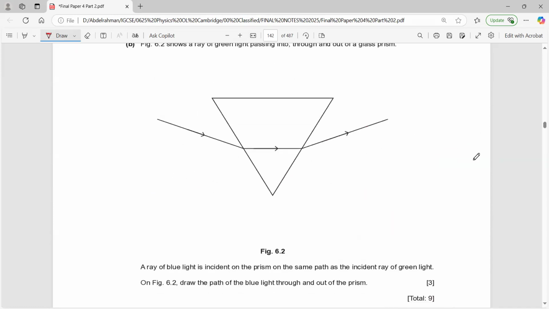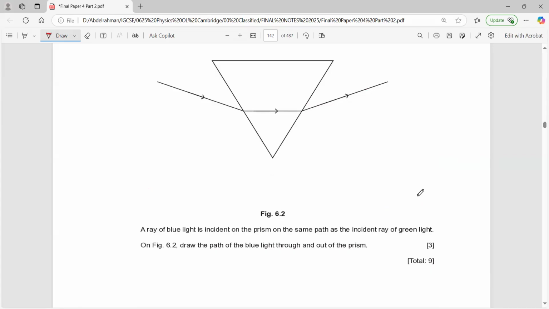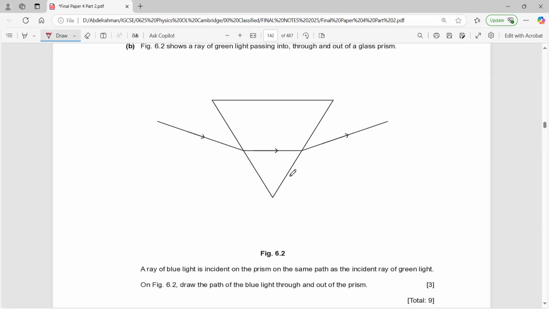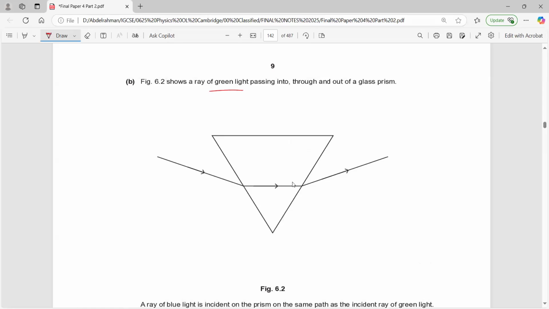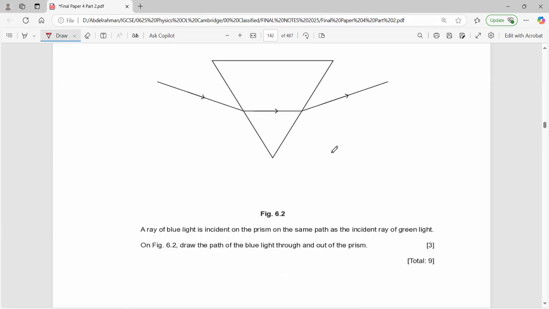Dispersion. We have light which was moving through a prism. A ray of blue light is incident on the prism on the same path of the green light. So this was green light. This is a green light passing through the prism. Draw the path of the blue light through and out of the prism.